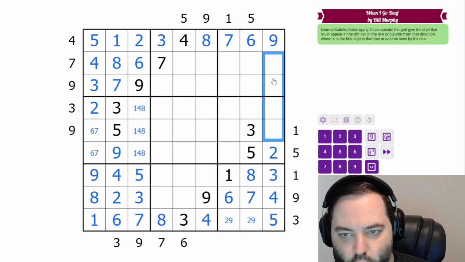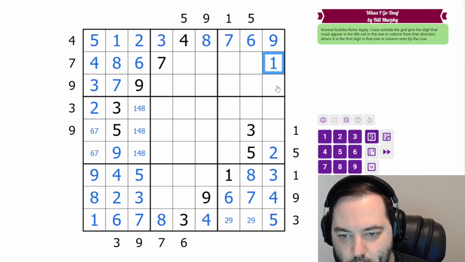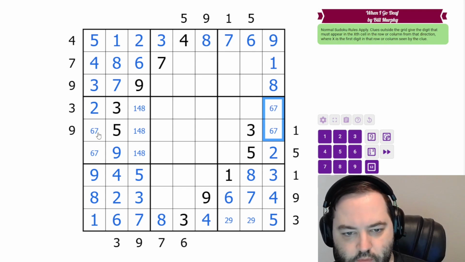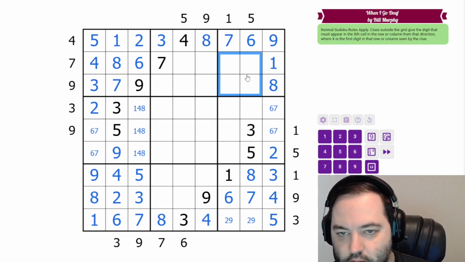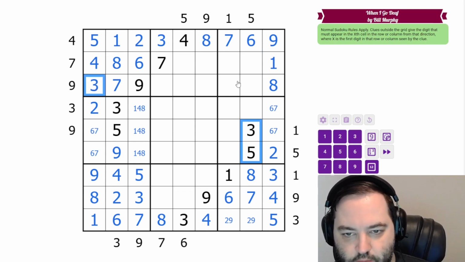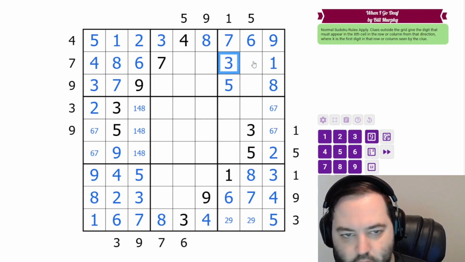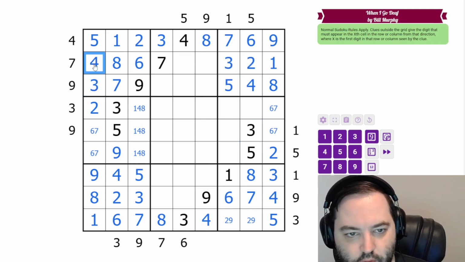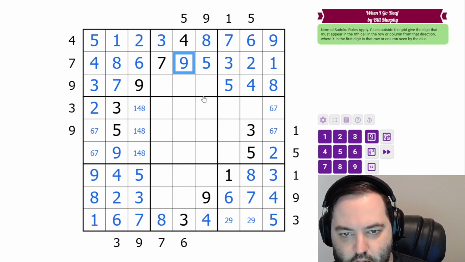This column needs 1, 6, 7, and 8, and 6, 7, 8 are right here, so that's 1. 6 and 7 are in the box, so that's 8. And then this is a 6, 7 pair. So now we have 6, 7 in the row. We again need 2, 3, 4, 5, and we have the 3, 5 with 3 there. And 2, 4 are resolved by that 4. These are 5 and 9.